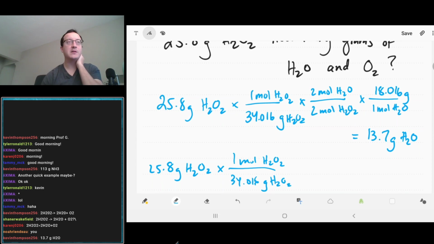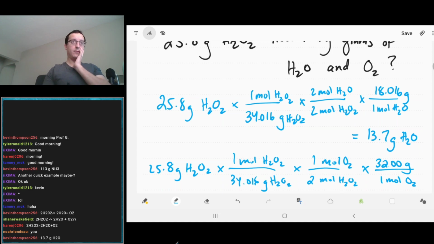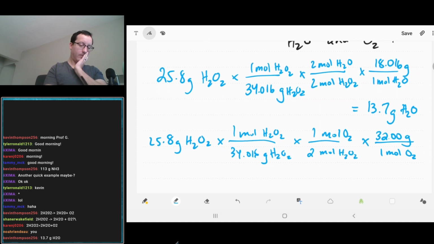Starts the same way, right? We're starting with our peroxide. We can then use its molar mass. This time we have a different coefficient because there's only 1 for oxygen. And then we would use the molar mass of oxygen. Okay, and that should be what, 12.1 grams?